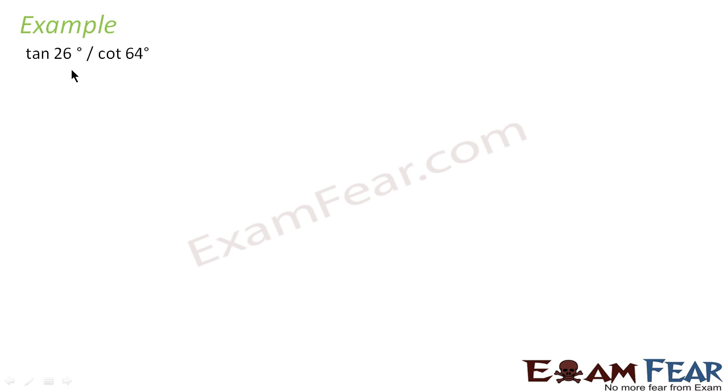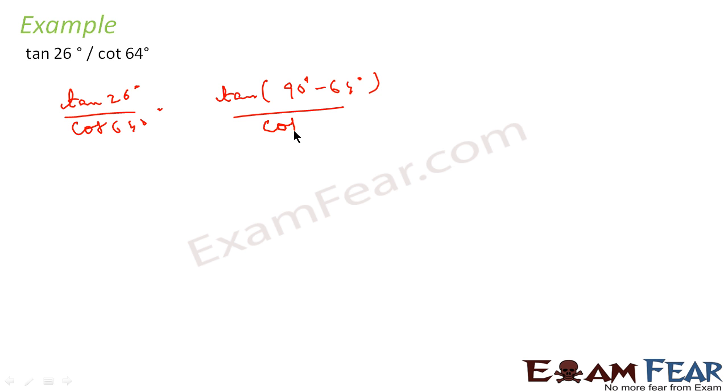Let's take one more example. Tan 26 degree by cot 64 degree, almost similar to what we had in the last case. Here also I'll write 26 as nothing but 90 degree minus 64, by cot 64. So tan 90 minus theta is nothing but cot theta. This is cot 64 by cot 64, and this becomes 1. Very simple, because we know that 26 plus 64 is 90, so we could solve this question.